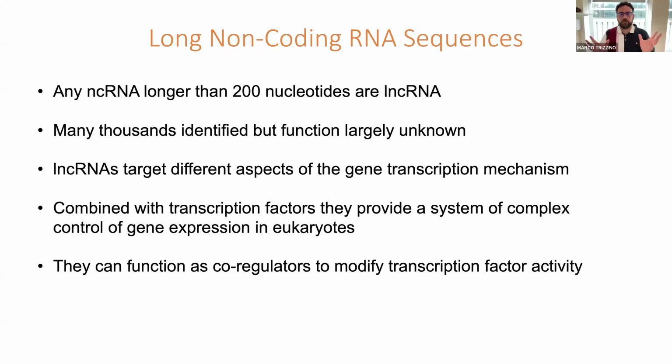A third main family of epigenetic mechanism is represented by long non-coding RNAs. So when you think about RNAs, you normally think of the messenger RNA that is produced from the body of a gene, from the coding exons. These are coding RNAs that then are translated into proteins. But these are just some of the RNAs that you have in eukaryotic cells.